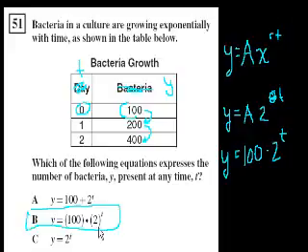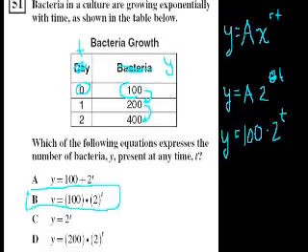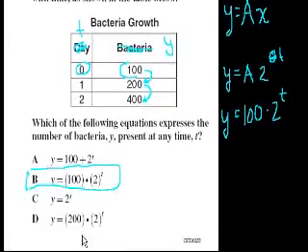Probably the easiest way is just to look at these choices. Three of them have kind of an exponential form. Then we see that this one doesn't take into account the initial condition. At day 0, I have 100 bacteria. And this one says at day 0, I have 200 bacteria, which is just wrong. I have 100. You take t equals 0, you're left with what you have at day 0. So depending on how you look at it, you get to B either way.